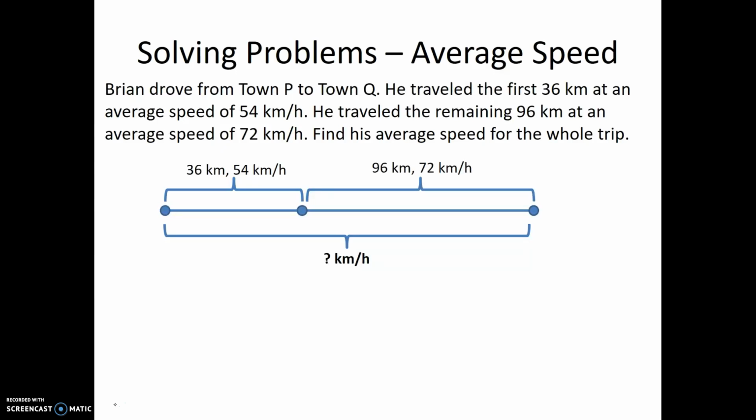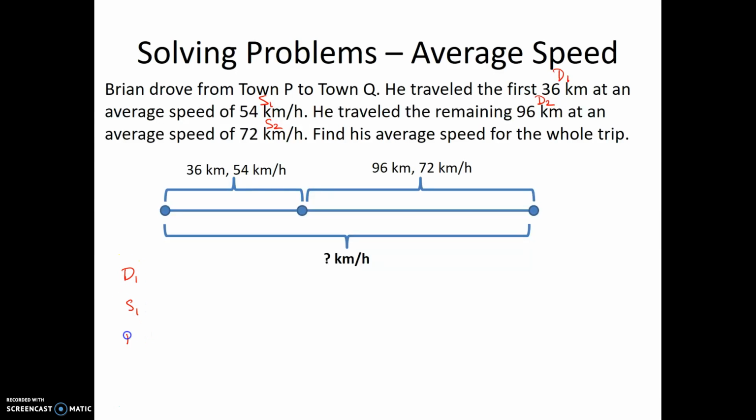Okay, so this time it looks like we have distances, but we're missing the times that he spent traveling each of these two segments. Okay, so let's do some labeling. 36 kilometers is our D1, 54 kilometers per hour is our speed 1, 96 kilometers is our D2, and 72 kilometers per hour is our speed 2. Now let's go over here and let's make our chart.